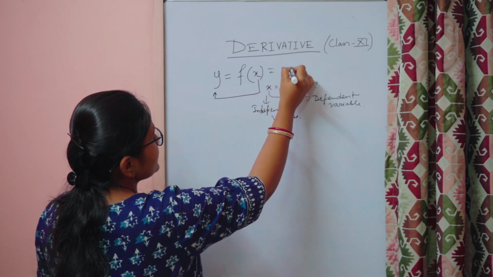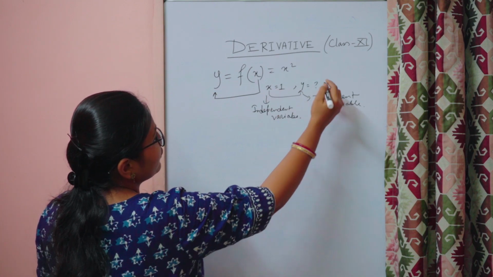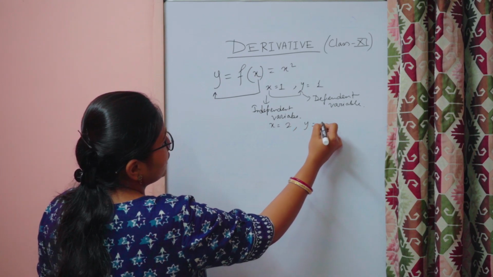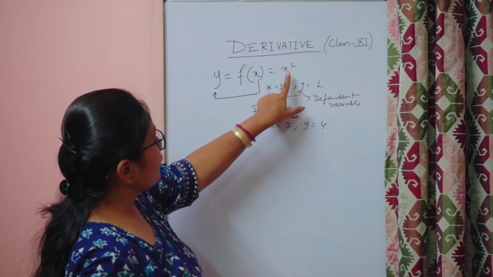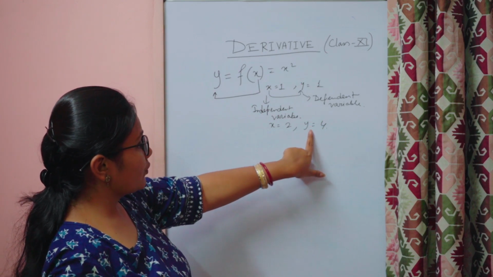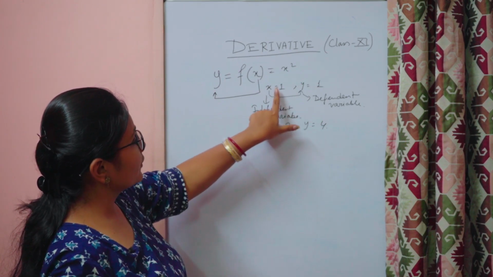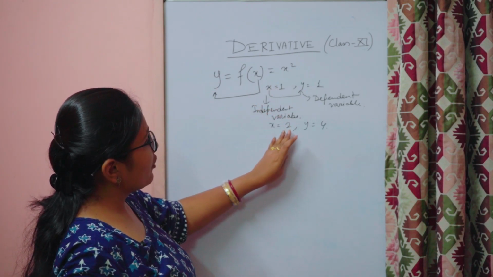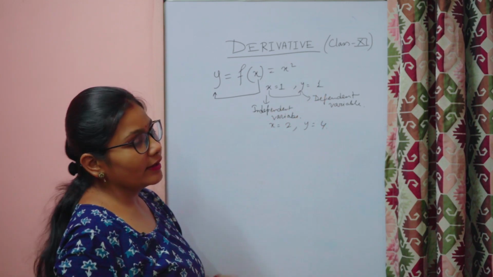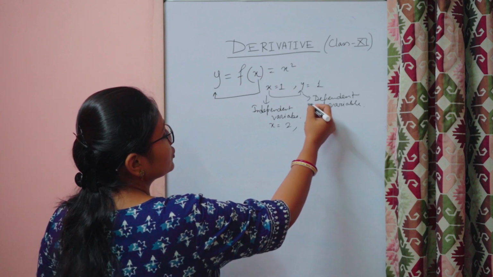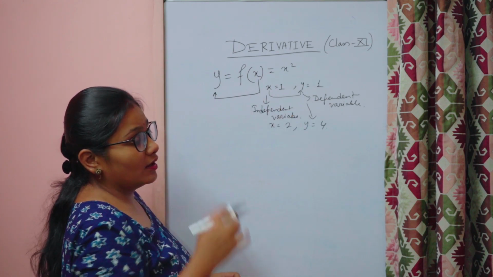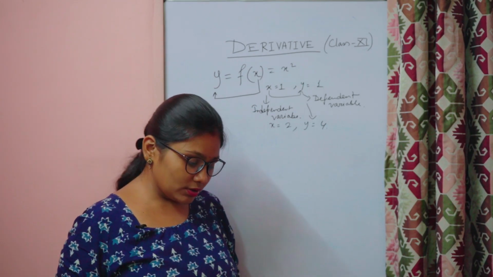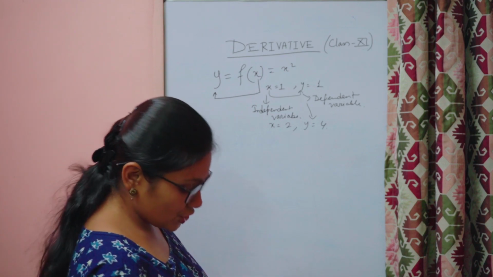Suppose your f(x) is x square. So for x equal to 1 you will get y equal to 1. For x equal to 2 you will get y equal to 4. Means if you put the value of x over here, you will get the value of y as 4. So this is your independent variable because you are choosing the value of x arbitrarily. Depending upon the value of x, you will get the value of y. So this is your dependent variable. When the change in this value is measured with respect to the independent variable, that is called differentiation. So this is the definition of differentiation.